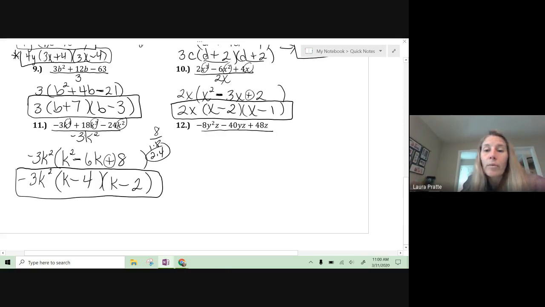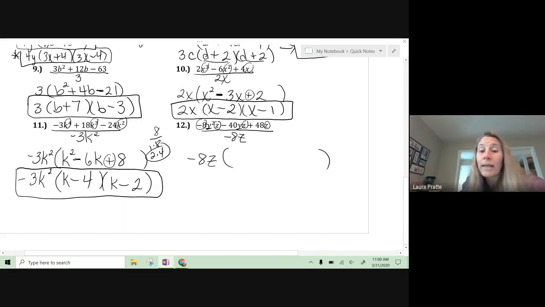And our last problem, they're all divisible by 8, and we have to put the negative on that 8 because our lead term has a negative. Then even though the first two terms have y's, the third does not, so we cannot take out any part of a y. But all three of them have a single z, so that can be part of our GCF. So we're going to divide everything by negative 8z.